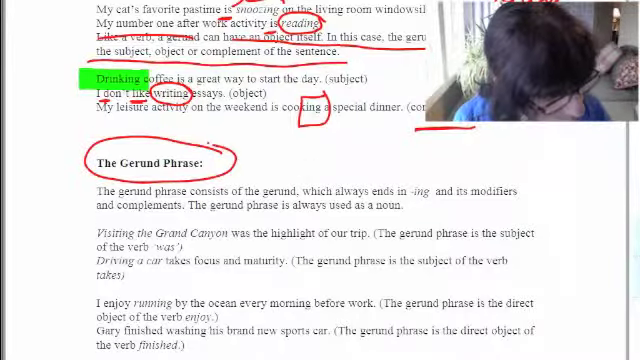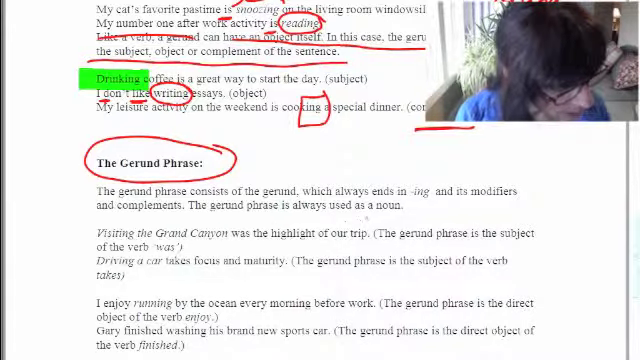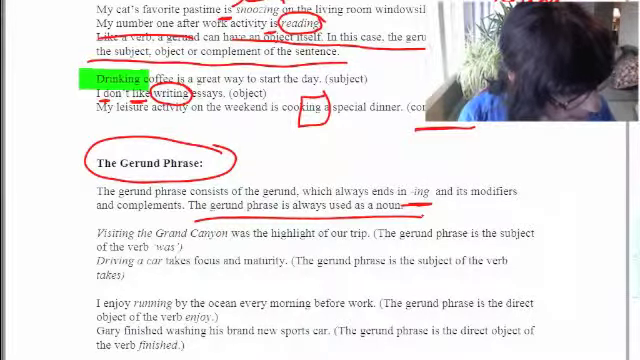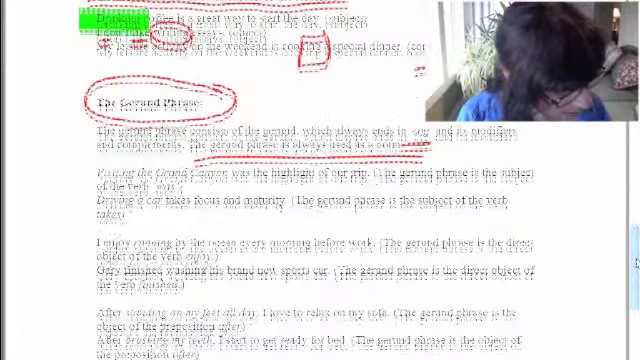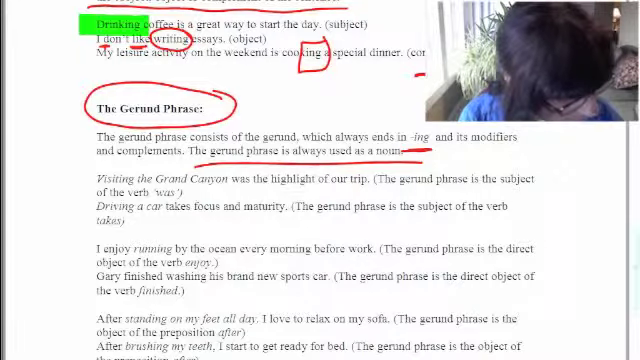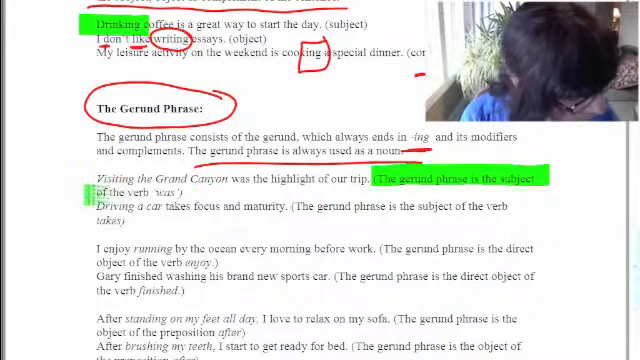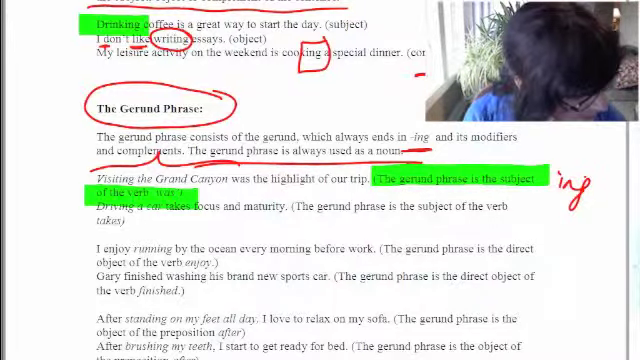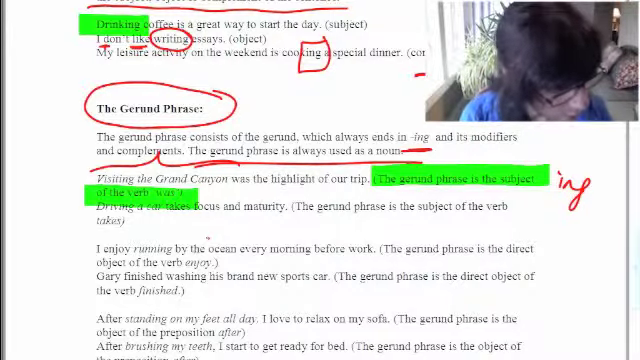And then we also need to know briefly what a gerund phrase is. The gerund phrase consists of a gerund, which always ends in ing, as well as its modifiers and its complements. Now, the gerund phrase is always used as a noun. And let's look at the purpose of the gerund phrase, because it really helps you with your writing. The first example, visiting the Grand Canyon was the highlight of our trip. The gerund phrase is the subject of the verb was. So the gerund phrase is visiting the Grand Canyon. So you see it ends in ing, visiting, but it's not the main verb, so it's the gerund.